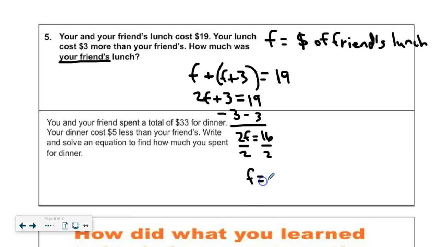Okay, so F represents what? The cost of a friend's lunch. Is that what I want? Yes, it is. So friend's lunch costs $8. How much does your lunch cost? Well, $3 more. 8 plus 3 is 11. So your lunch costs $11. Your friend's costs 8. Is 8 plus 11 19? Yes, it is. Ta-da! Congratulations.